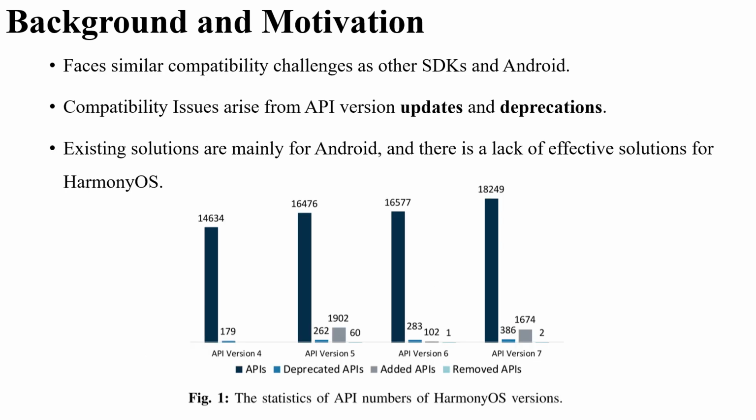As a brand new operating system, HarmonyOS SDK faces similar API compatibility issues as other SDKs or Android. These challenges primarily arise from addition, removal, and deprecation of APIs during version updates. Existing solutions for API compatibility issues have mainly catered to Android, leaving a gap in effective solutions for HarmonyOS. Therefore, our research primarily addresses these issues in this domain.